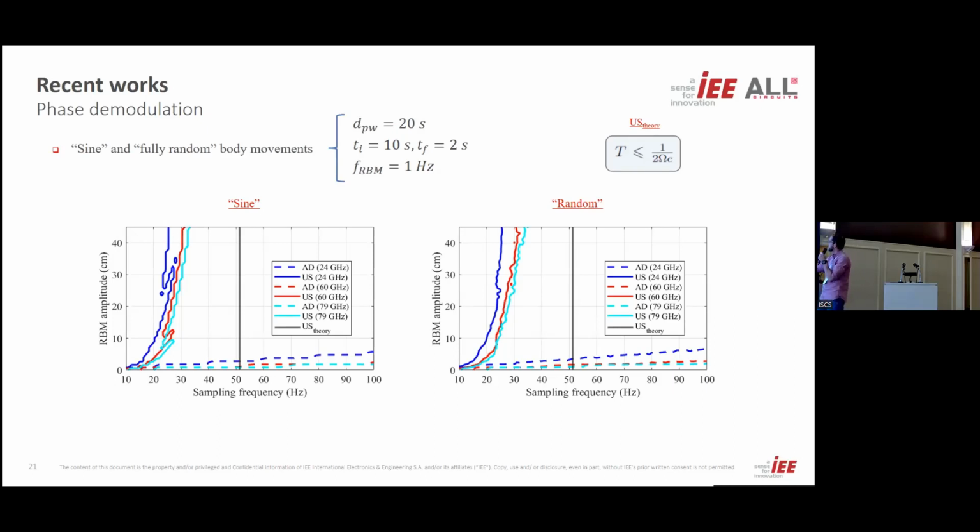And this dark line here is related to the theory of unlimited sampling, which says that there is a sufficient condition for recovery, but this is not required. And we can see that we can recover with much lower sampling frequency.